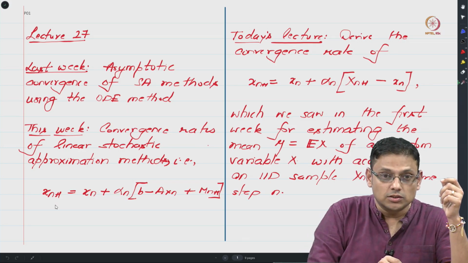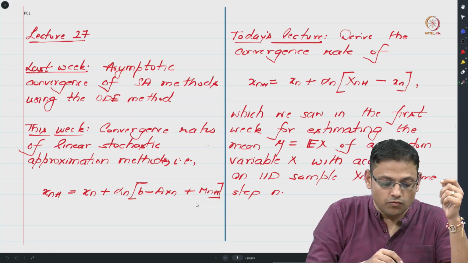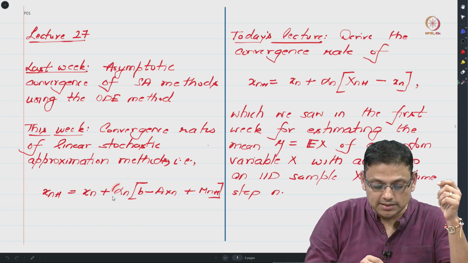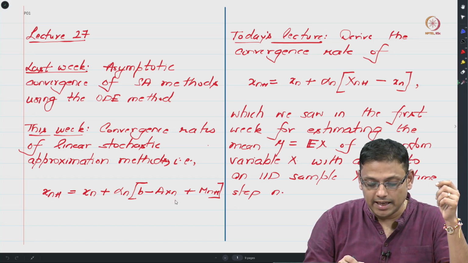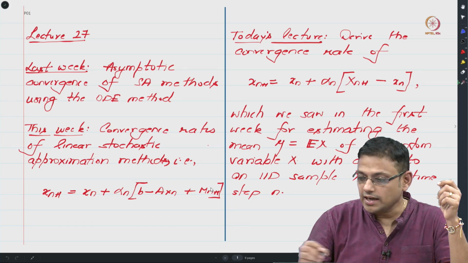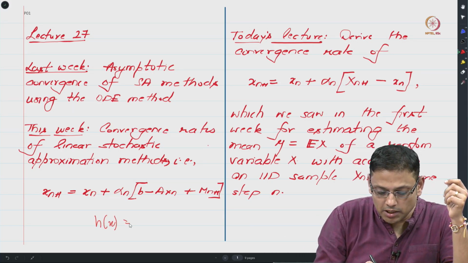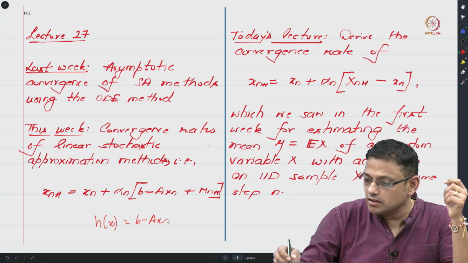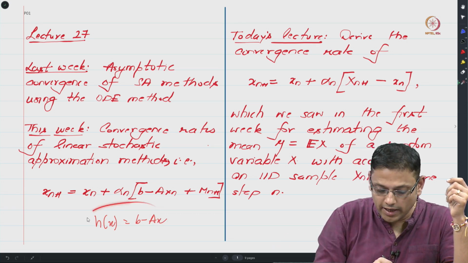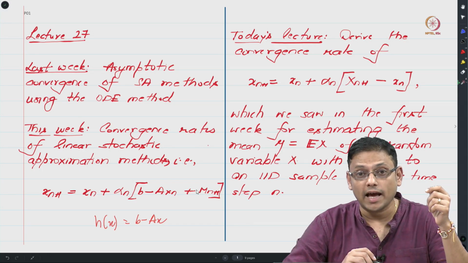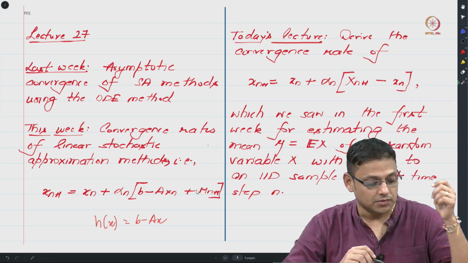By that I mean stochastic approximation algorithms which can be written in the form x_{n+1} = x_n + alpha_n (b - A x_n + M_{n+1}). That is, your function h has the form b - Ax, and because your h function can be written in this fashion, we will refer to this update rule as linear stochastic approximation, right?